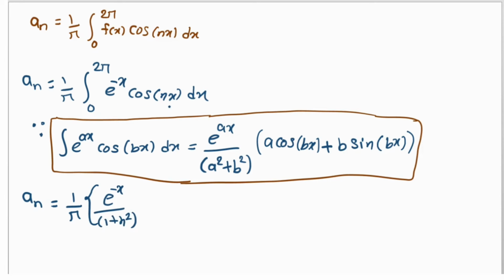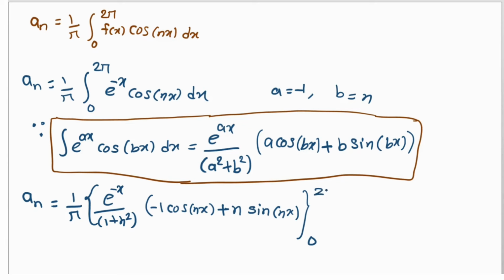So see here, a is minus 1 and b is n. Compare the power of e and the angle of cos, so you will get the idea. The coefficient of x in the power of e is a, so a is minus 1 and b is n. In bracket, a is minus 1 cos nx plus b, that is n into sin nx. Now put upper limit minus lower limit.